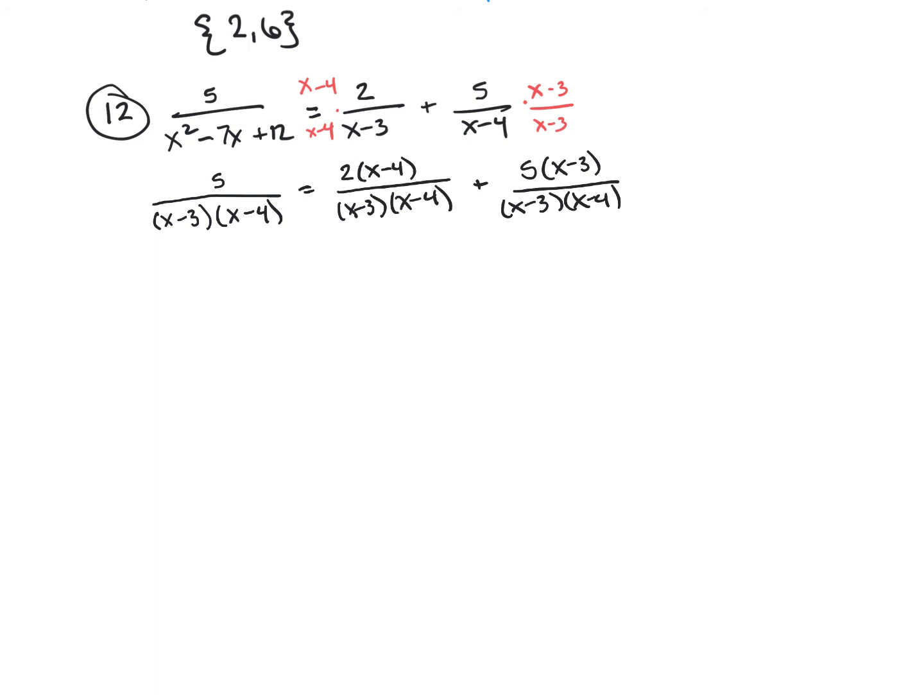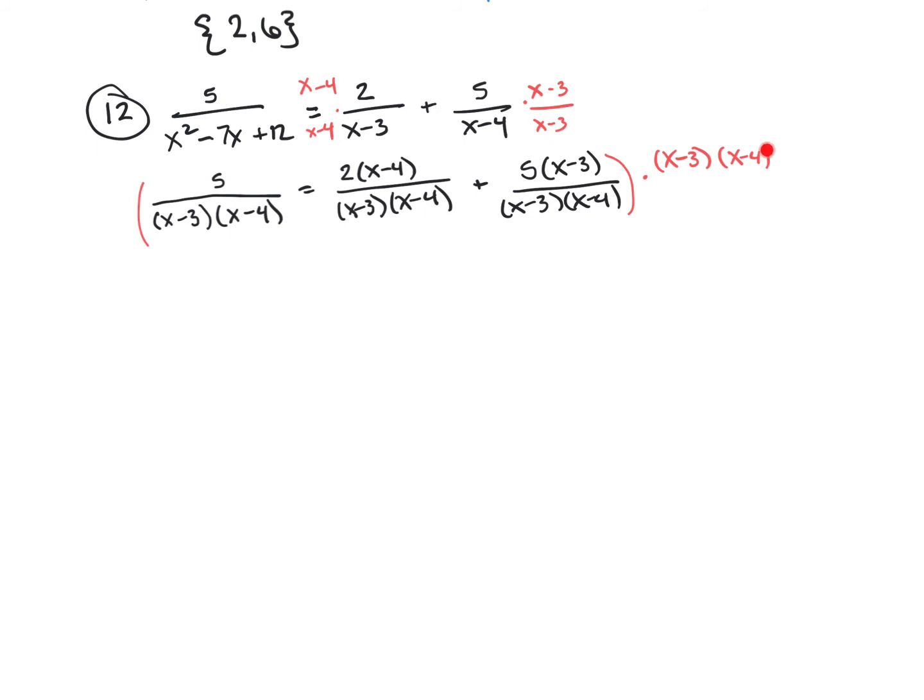So from here, I take a look and I go, hey, all of our denominators are the same. So how do I get rid of these fractions? How do I undo division? Well, with multiplication. So I'm going to take this whole entire problem and I'm going to multiply by x minus 3 times x minus 4. And I can do that because I'm multiplying the whole thing, not just one piece.